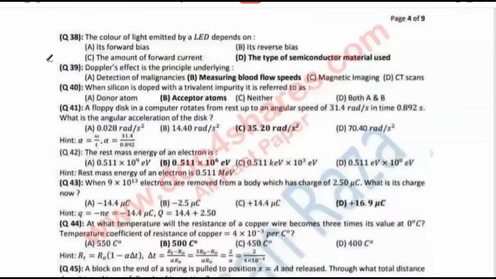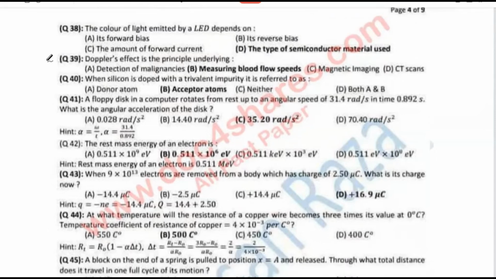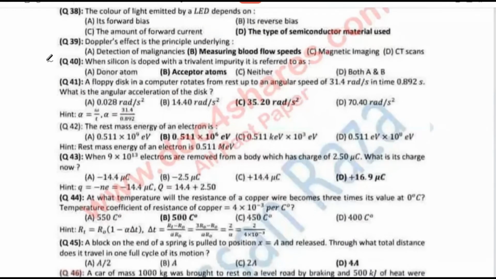So the next one, 42, the rest mass energy of an electron is 0.511 times 10 to the power 6 electron volt. And 43 is when 9 multiplied by 10 to the power 13 electrons are removed from a body which has a charge of 2.50 microcoulomb. What is its charge now? So the charge is plus 16.9 microcoulomb. Hint is also there. 44.